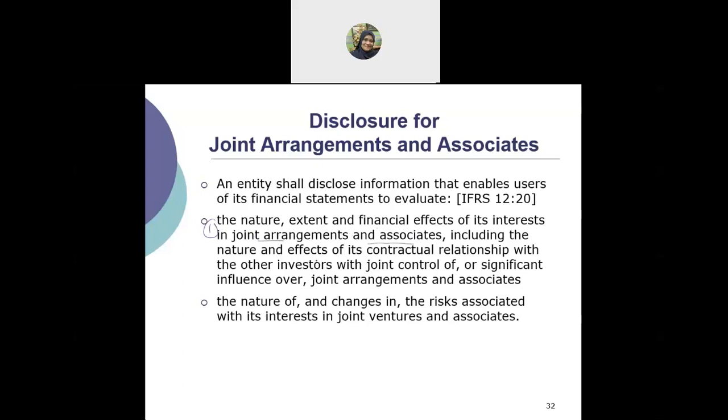Including the nature and effect of its contractual relationship with another investor in a joint control or significant influence over joint arrangement and associate, and the nature and the risk associated with the interest in the joint ventures and associates. So two things that they need to provide here: nature, extent and financial effect, and also the risk related with their interest in the joint venture and associates.